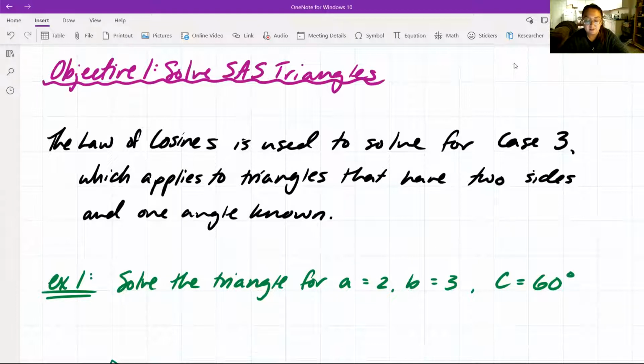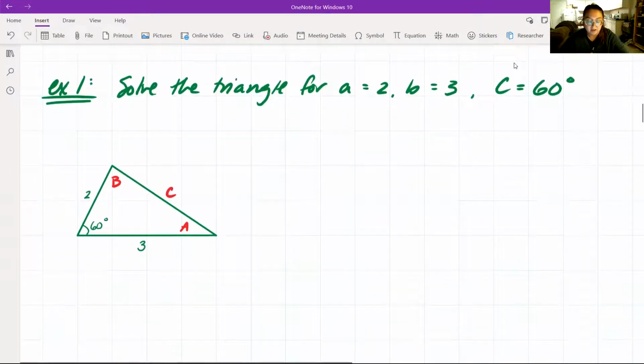So all right, objective 1, we want to solve SAS triangles or side angle side triangles. The law of cosines is used to solve for case 3, which applies to triangles that have two sides and one known angle. Example 1.